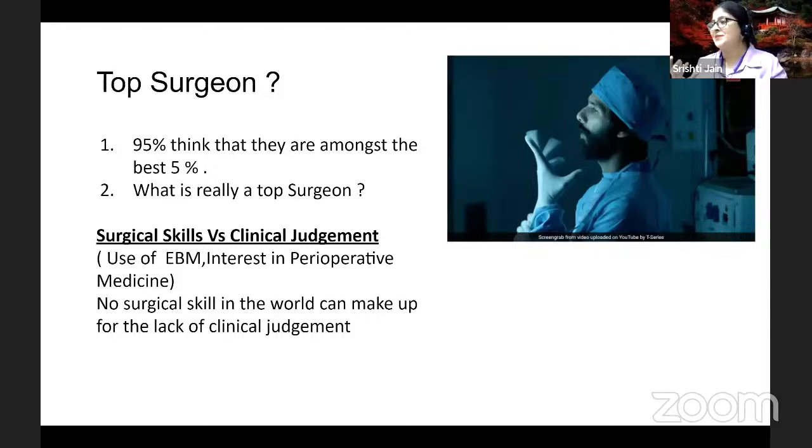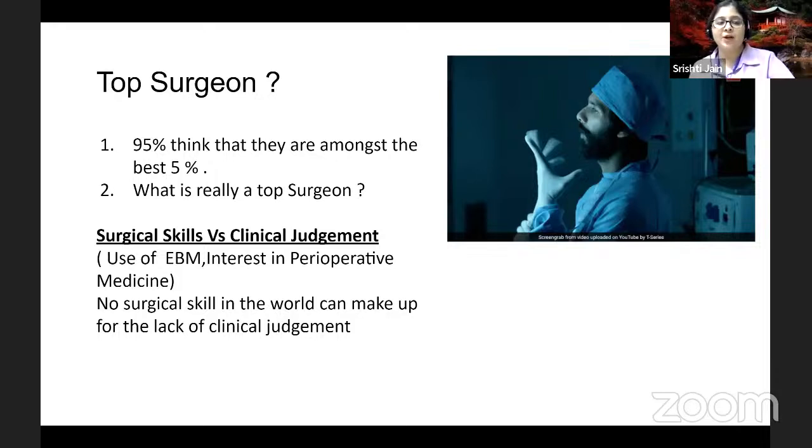So who are the top surgeons? This is very interesting: when a study was conducted and surgeons were asked whether they think they are a top surgeon, 95% of the surgeons thought that they are amongst the best 5%. Initially we might laugh over it, but if we go into the depth of it, imagine me being a surgeon and feeling that I'm not in the top 5%. How would I gain confidence to perform a surgery the other day?